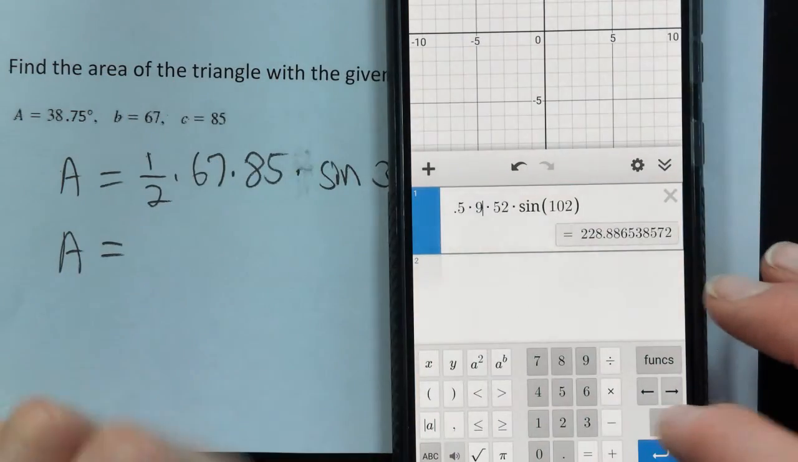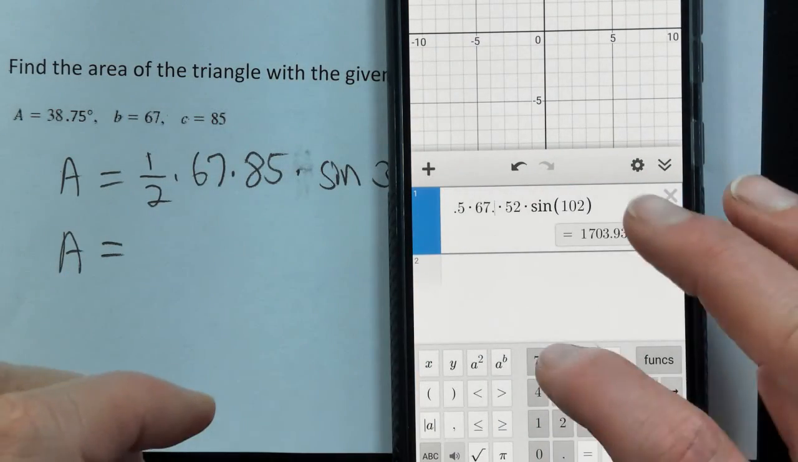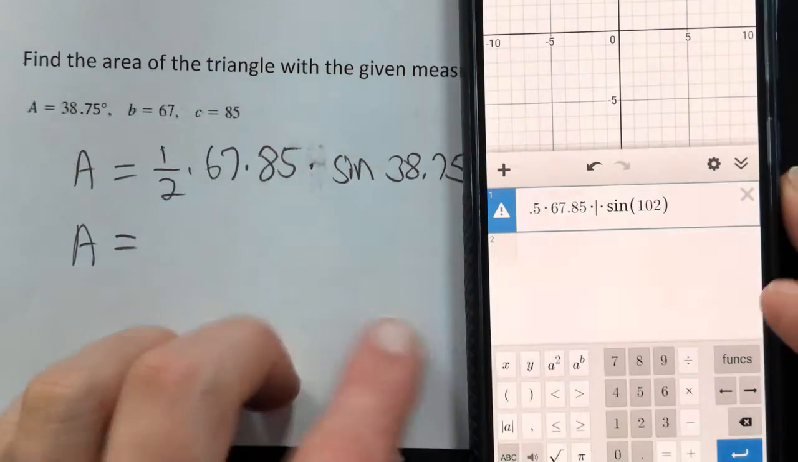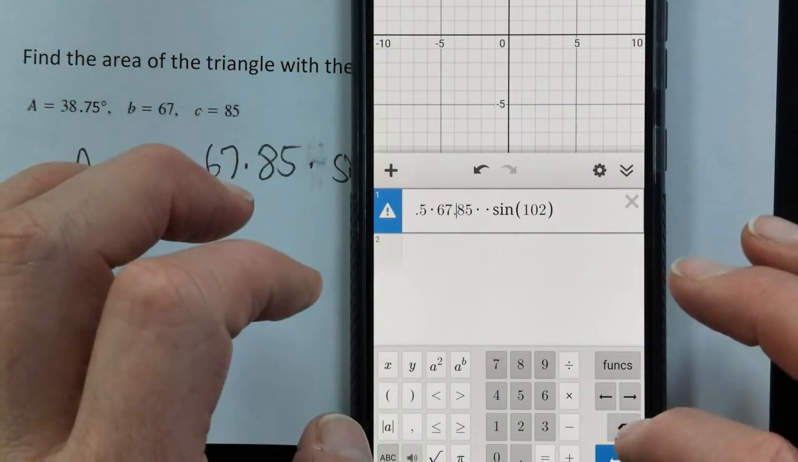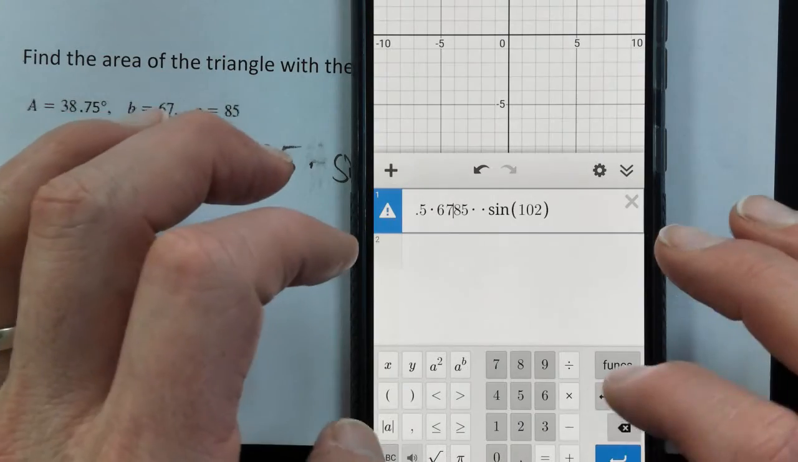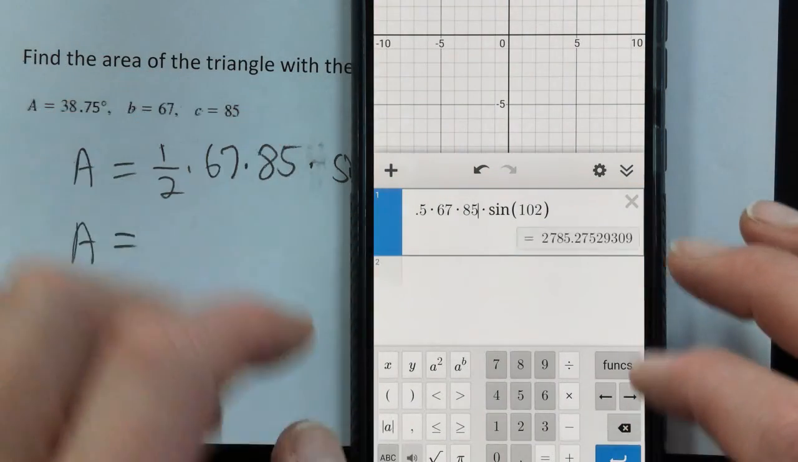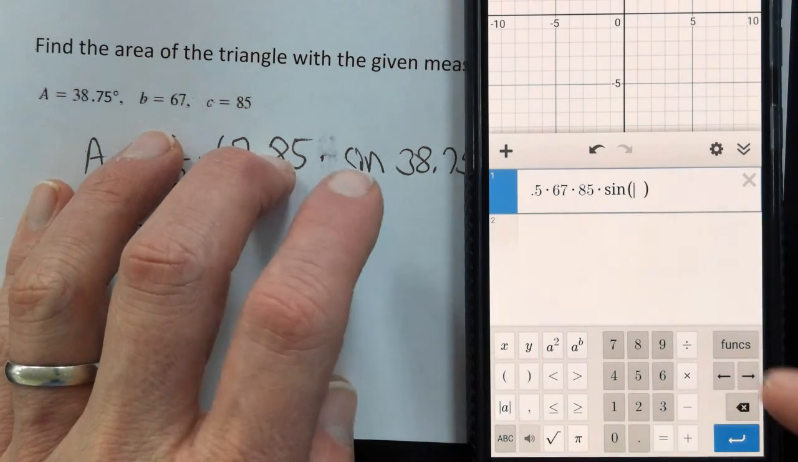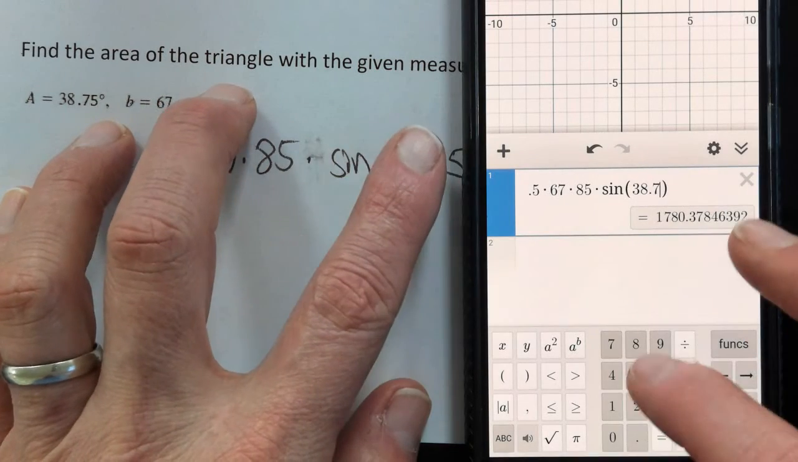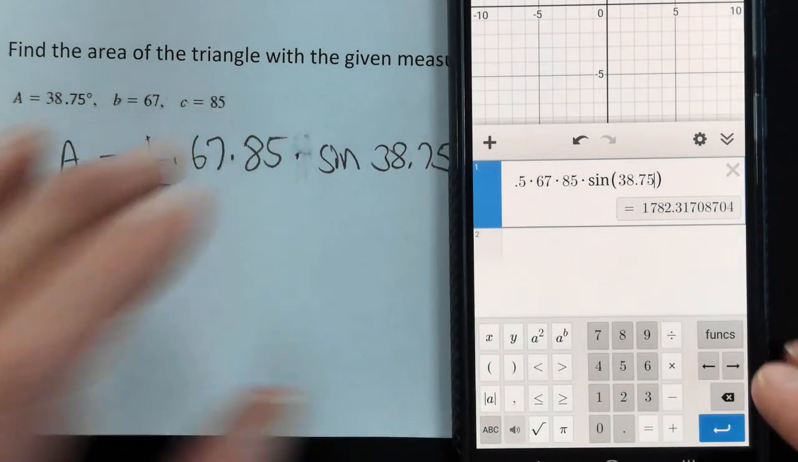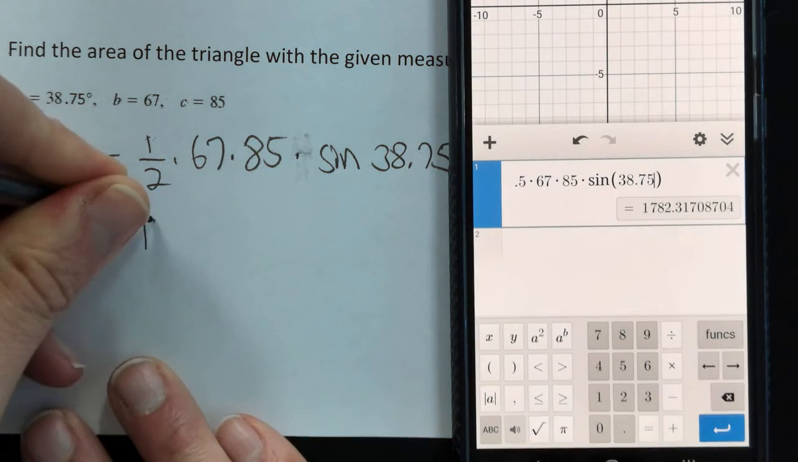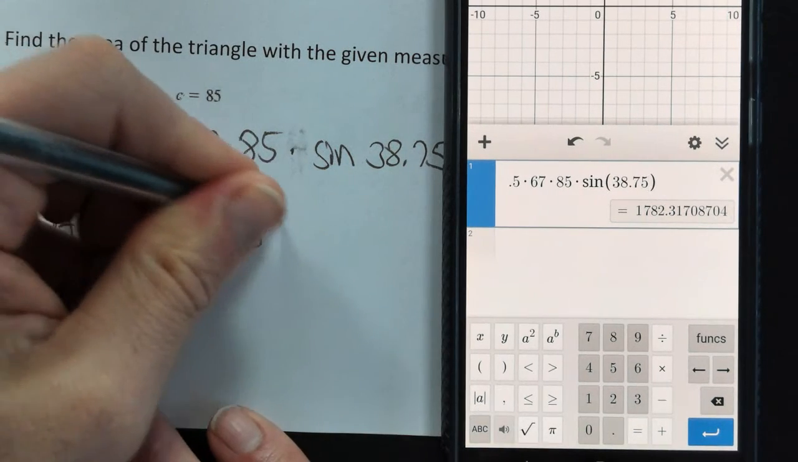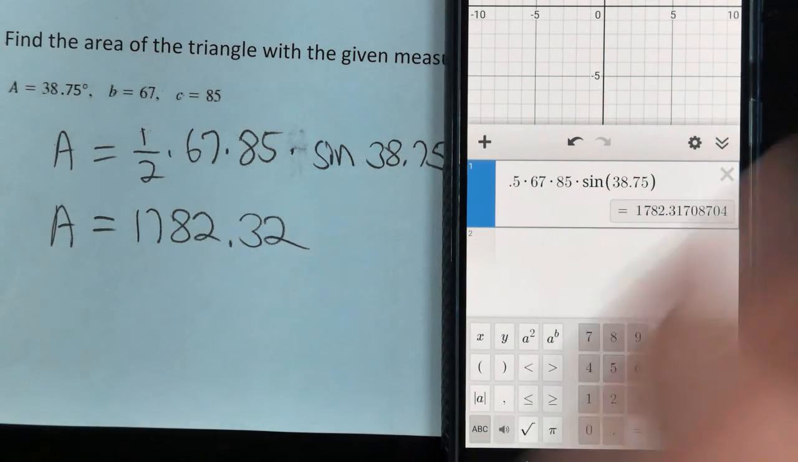Really, I could just change these numbers. 0.5 times 67.85. Let's change 52 to 85. Oh, wait a minute. What did I do wrong? That's 67 times 85 times the sine of, that'd be 38.75. And so there would be my answer, 1782.32 squared units, whatever the units happen to be.